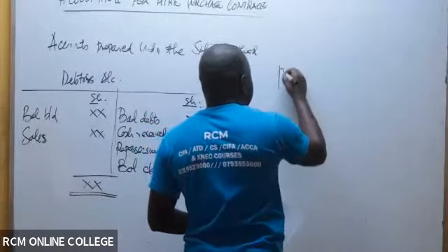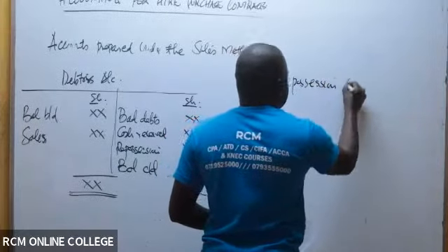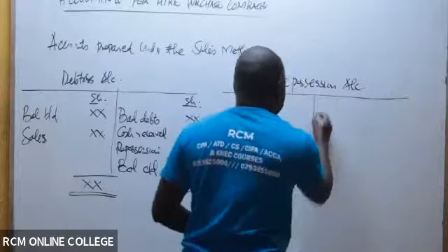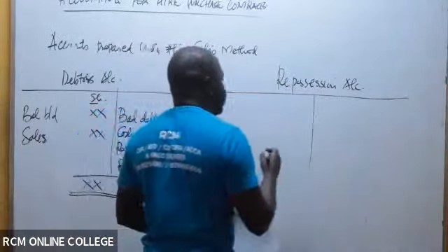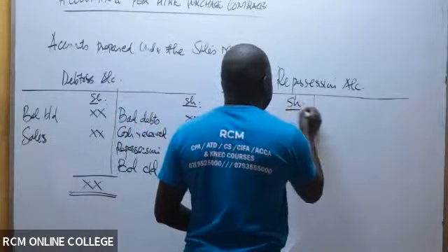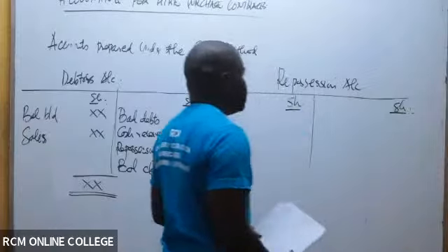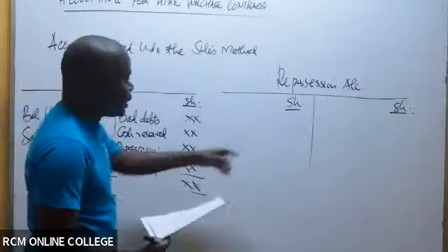So the repossession account. We can have the repossession account. So repossession account ndio hiyo. So remember tunaongelelea shillings. You're not talking about cows which are supposed to be compulsorily vaccinated. So we are talking about shillings here. So we need to indicate shillings.